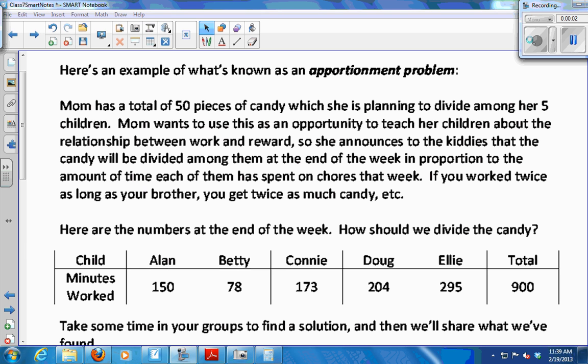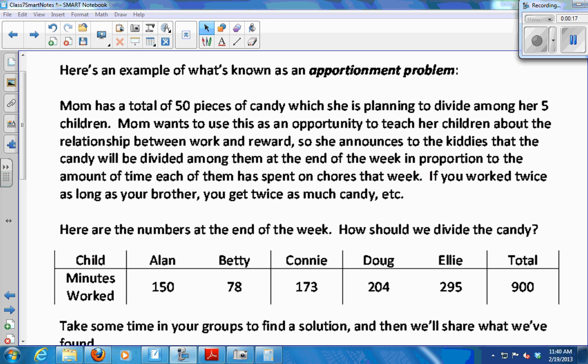Here's an example of what's known as an apportionment problem. Mom has a total of 50 pieces of candy. She's planning to divide them among her 5 children. She's going to use this as an opportunity to teach her children about the relationship between work and reward.